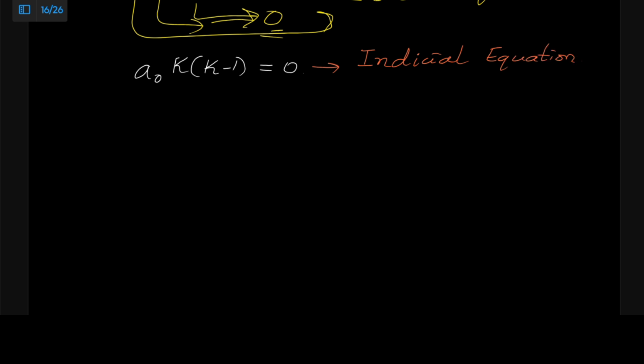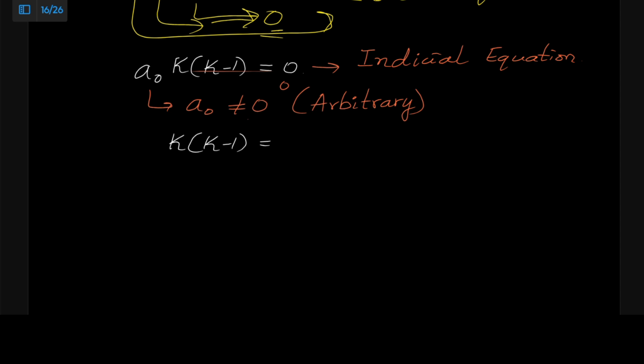Now since we had put the condition that this a naught is not equal to 0, nothing but an arbitrary value, right? So this cannot be 0, so obviously the other factor can be 0 here. So I can take k into k minus 1 as 0, which implies k is equal to 0 or k equal to 1.